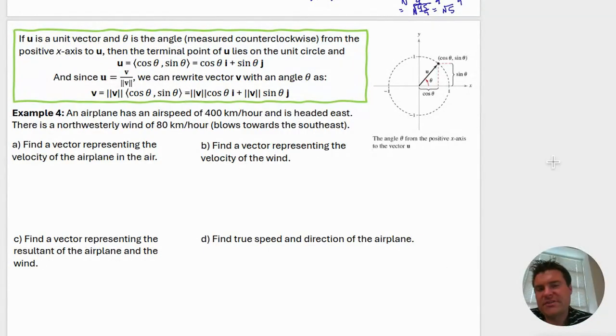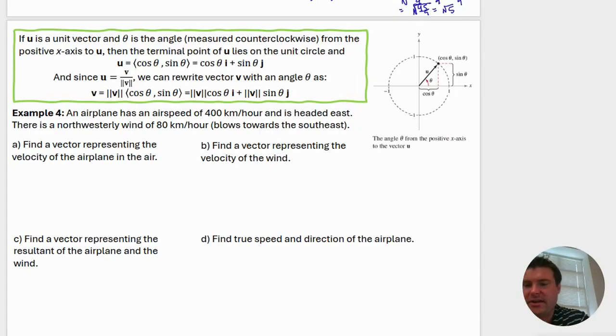Okay, so we're going to use this information on that box above to answer this question, and I'll draw this out for you a bit to help you understand what's going on here. We have an airplane with an airspeed of 400 kilometers per hour headed east, and there is a northwesterly wind of 80 kilometers per hour. That just means that the wind is blowing towards the southeast. So we got 4 parts here. Really, these parts are building up to answer part D. So find a vector representing the velocity of the airplane in the air.